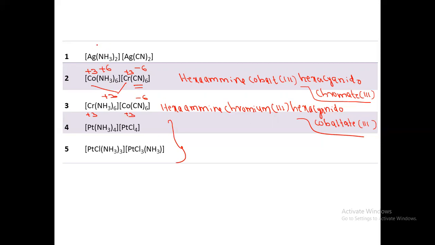Whenever you get a complex like this, remember the first part will be positive, treat it as positive, and the second is negative. So follow the rules for positive and negative. The first metal will be as such, the second will be with ATE. Then look at the charge of the ligand. Whatever the total charge is, that will be balanced by the metal part, so distribute the charge equally among the metals. Okay, hope it's clear.